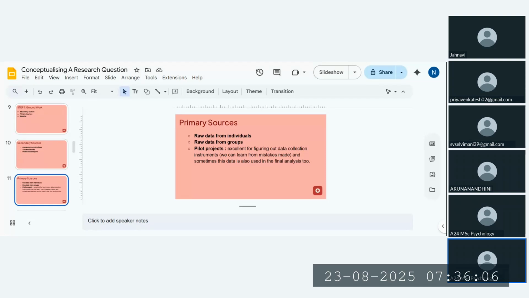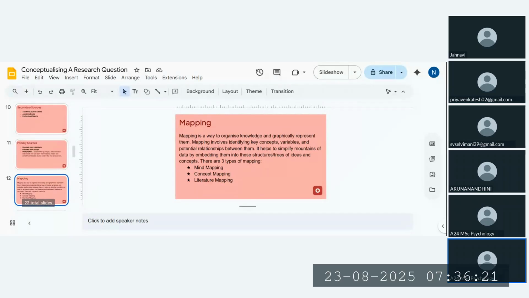So it will also help in honing the research question further and also in the final analysis, because the data can be used in the final analysis as well. Then the third thing we do as part of groundwork is called mapping.